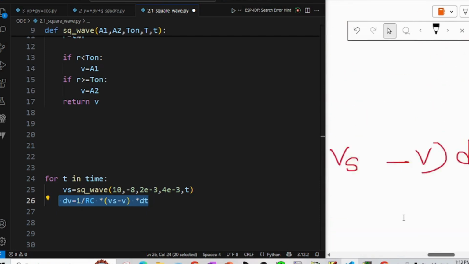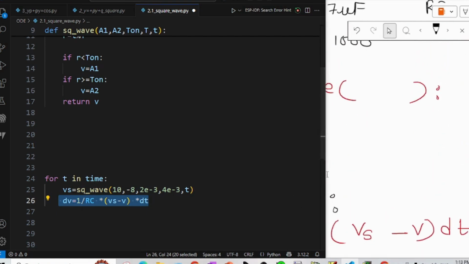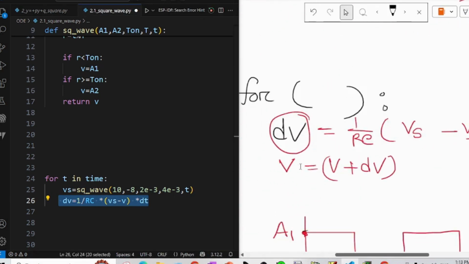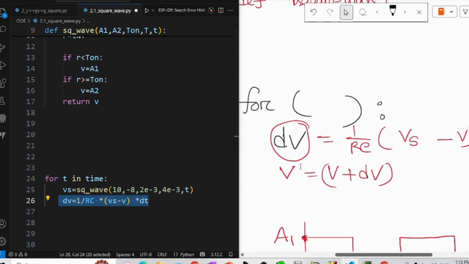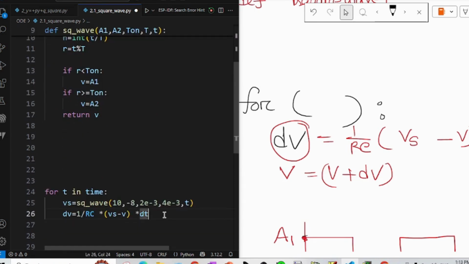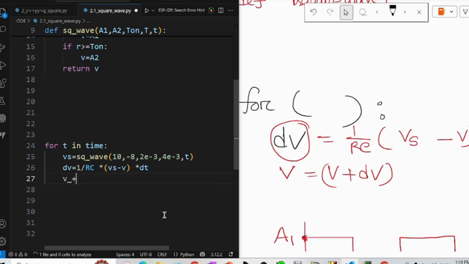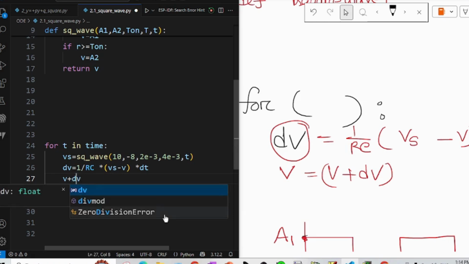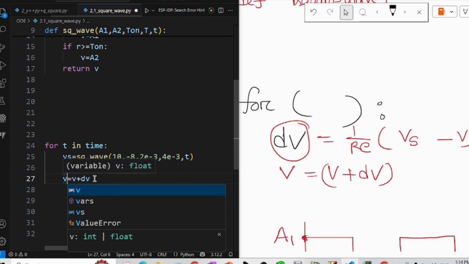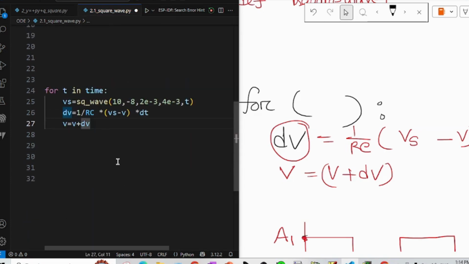So now I have found the small change in V. The initial voltage was V, but now the capacitor's voltage is V plus dV, and we need to update this voltage. So let's assign this V plus dV to V, and now our code is ready.